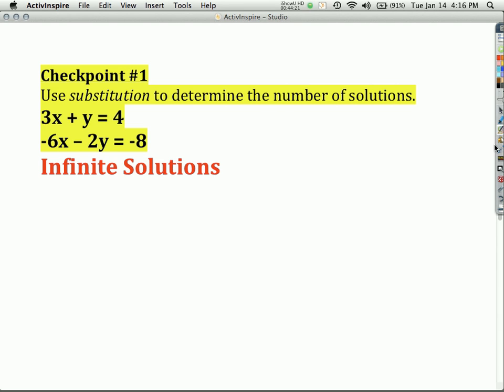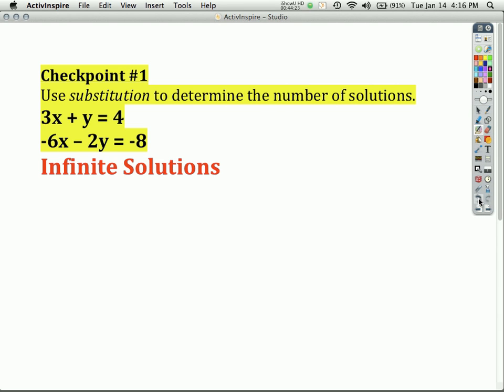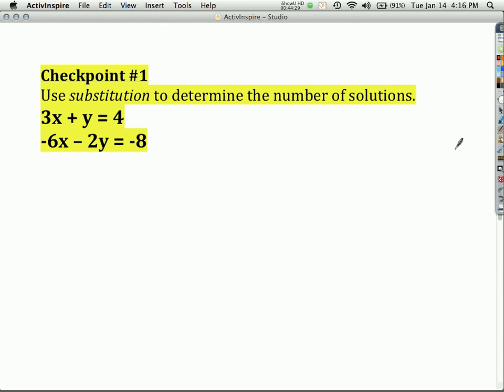Let's see what we did. I asked you to use substitution. So, which equation did you isolate, and what does it turn into when you do the isolation? Go ahead, Kamoy. Y equals -3x plus 4. Okay, so this turns into y equals -3x plus 4. Very good.